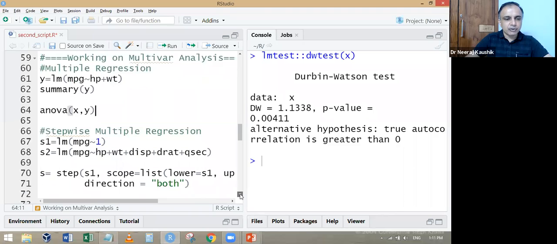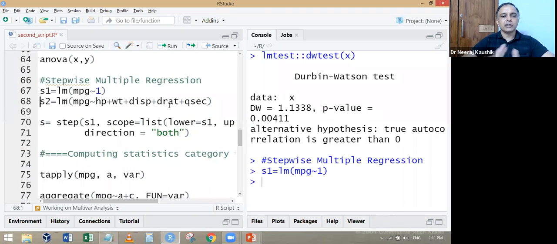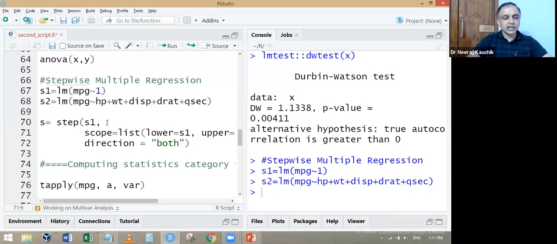So I made first one S1. MPG depends on no variable, only one. Second, I said S2 depends on so many variables are there. Then let's run that also. And now this is the third thing. Please note it down how to write. There are the three things.